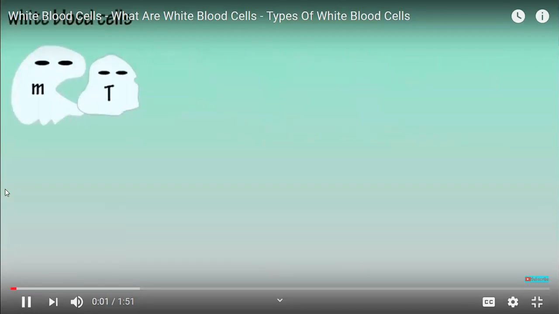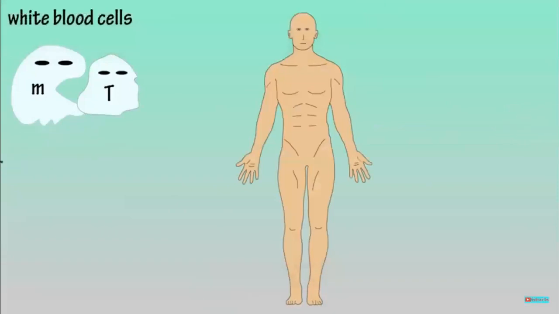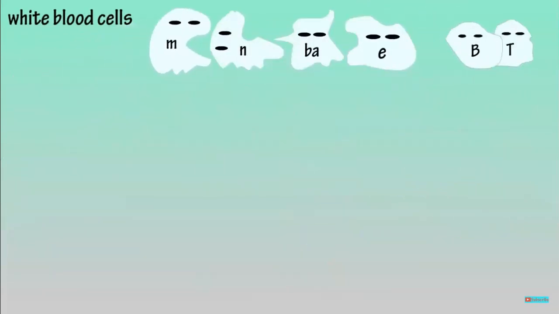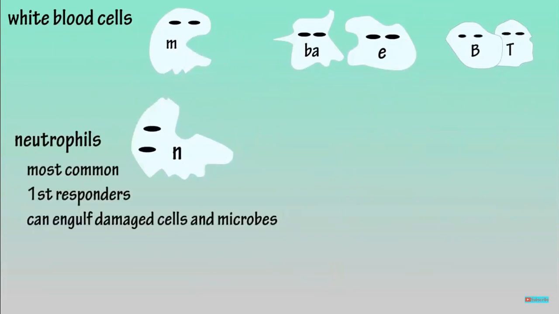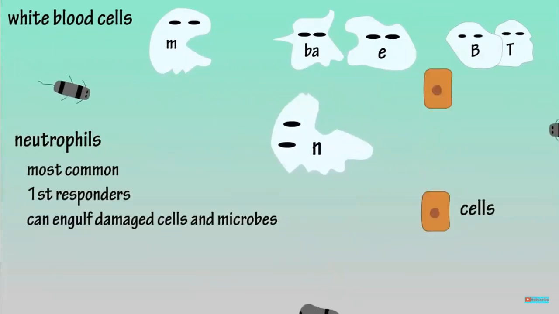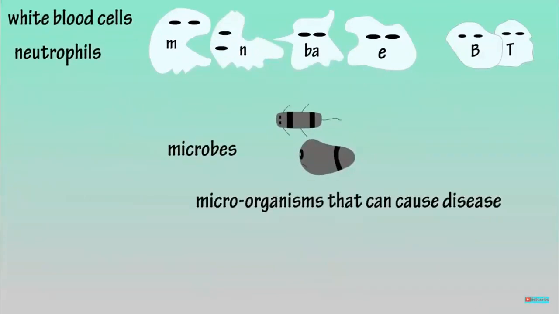White blood cells are immune system cells, and they protect your body from foreign invaders and disease. They make up 1% of blood, with higher concentrations during immune response. There are 5 main types of white blood cells. Neutrophils are the most common white blood cells, and they're often first responders. They can engulf dead or dying cells, and they can ingest microbes. Microbes are microorganisms that in some cases can cause disease.